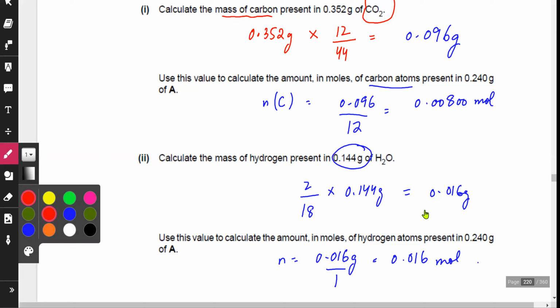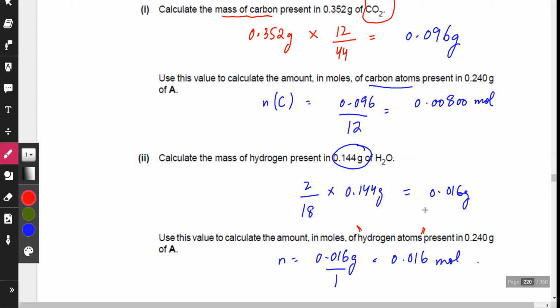Won't we take it as a 2? They're saying hydrogen atoms, so it will be atoms, plural, it can't be one hydrogen atom. Right. It will never be one, you get 0.016 moles, which is a huge quantity. It's a huge quantity of atoms, okay.